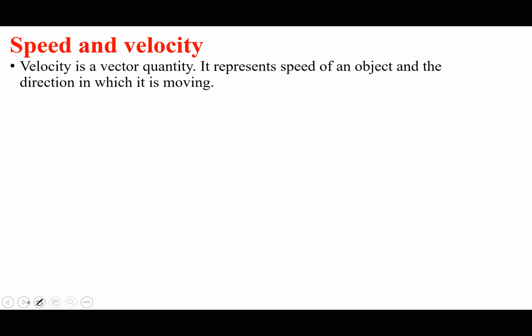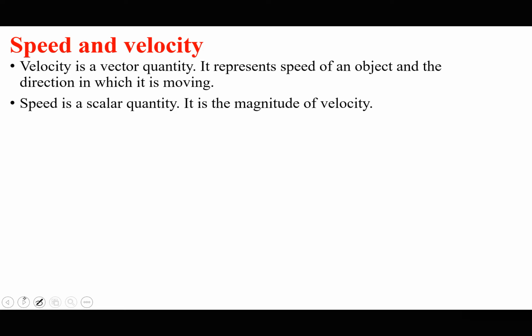We know that velocity is a vector quantity from our first topic of AS physics, and it is actually the speed of an object, but this time the direction is given. So velocity represents the speed of an object and the direction in which it is moving. The two are very important, which means speed is a scalar quantity, and we normally prefer to say that speed is the magnitude part of velocity. Remember, if direction does not change, speed and velocity will be the same. But if direction changes, speed and velocity will not be the same.